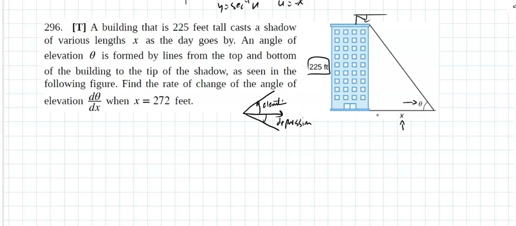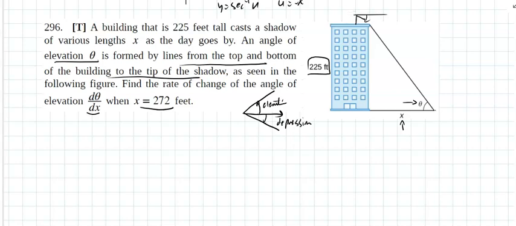So here they gave you the diagram. They didn't do that a lot. Just want to point that out. It's formed by the line from the top and the bottom of the building to the tip of the shadow. Okay, there it is. They marked it as seen in the figure. Find the rate of change of the angle, d theta dx, when x is 272. So again, at different values of x, the angle is differing. If the sun moves during the daytime, the angle changes, which means this is varying.